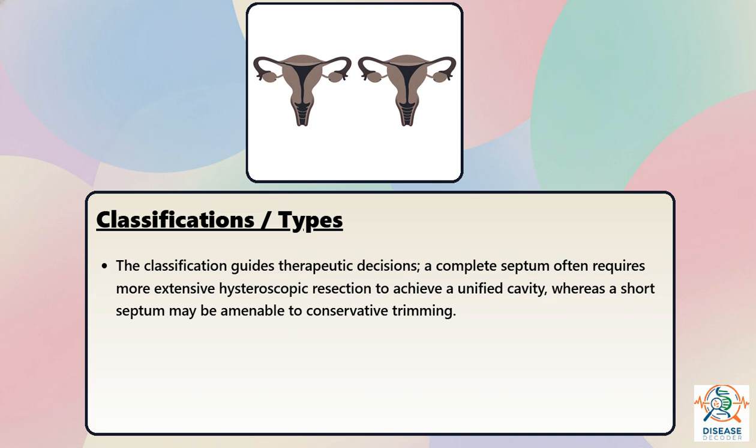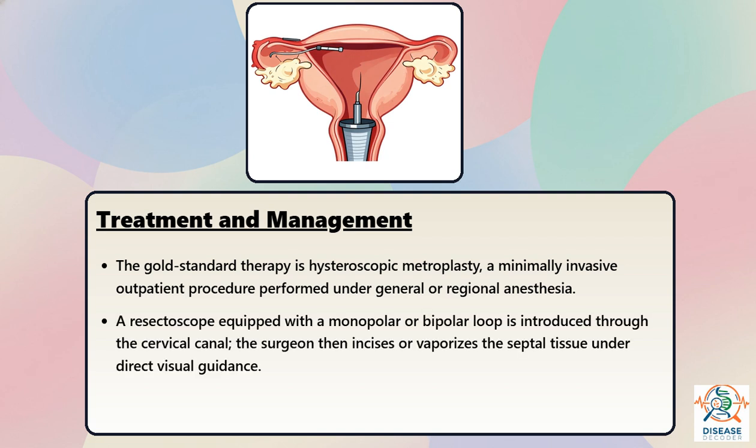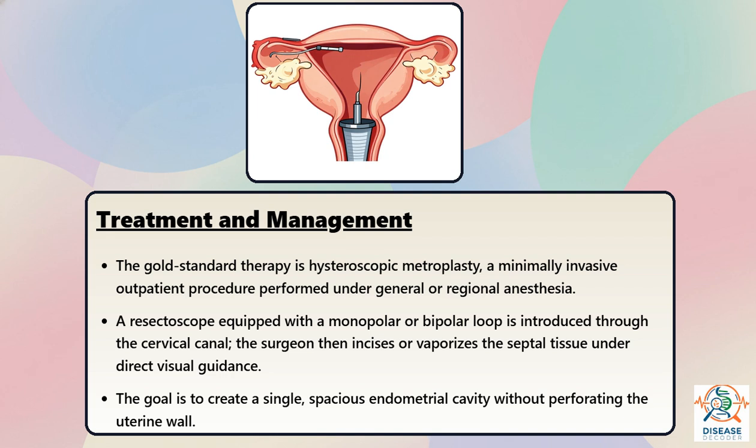A complete septum often requires more extensive hysteroscopic resection to achieve a unified cavity, whereas a short septum may be amenable to conservative trimming. The gold standard therapy is hysteroscopic metroplasty, a minimally invasive outpatient procedure performed under general or regional anesthesia. A resectoscope equipped with a monopolar or bipolar loop is introduced through the cervical canal. The surgeon then incises or vaporizes the septal tissue under direct visual guidance. The goal is to create a single, spacious endometrial cavity without perforating the uterine wall.